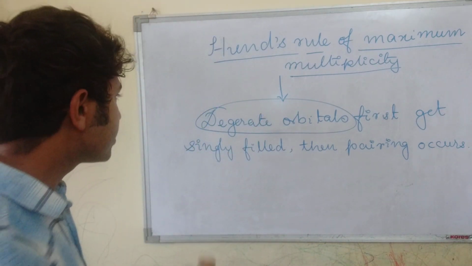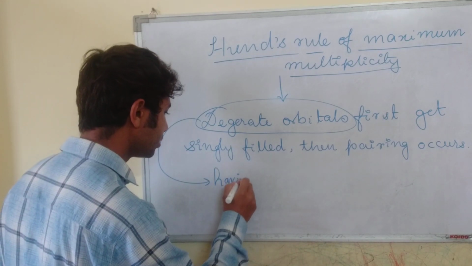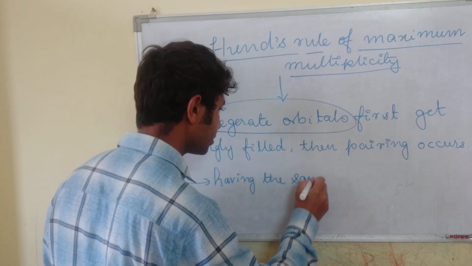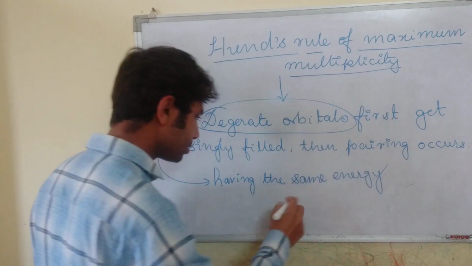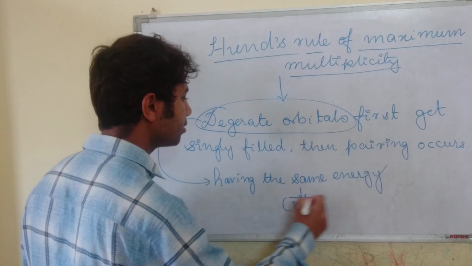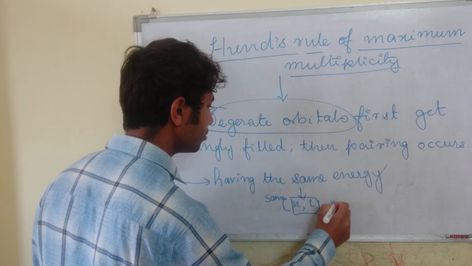Degenerate orbitals are those orbitals which have the same energy. That means the orbitals which have the same n and l values.